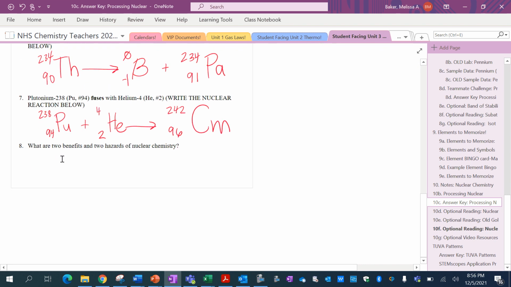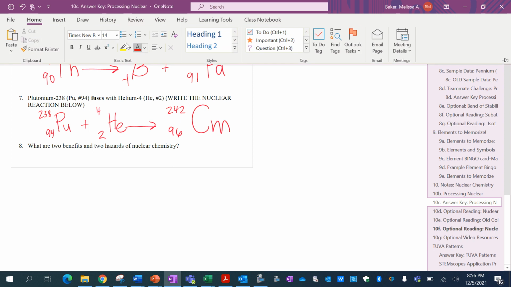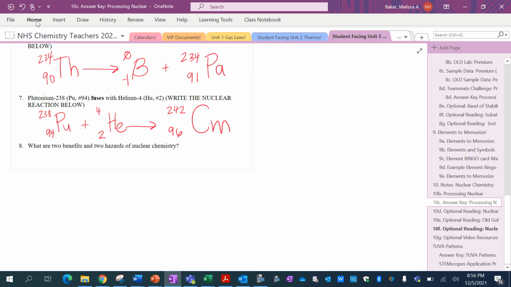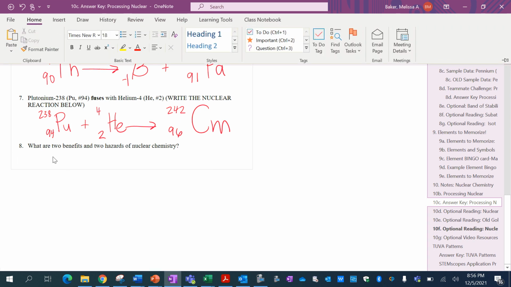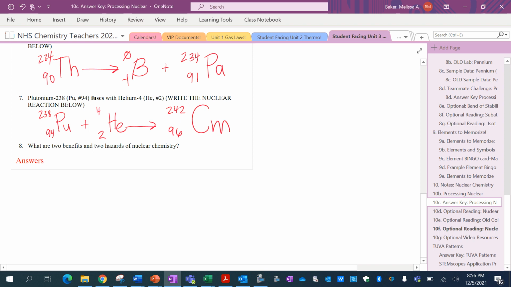And the last question here. What are 2 benefits and 2 hazards of nuclear chemistry? So I would say there's lots of options here. Answers vary.